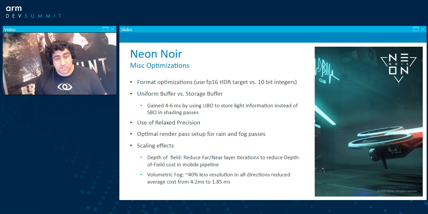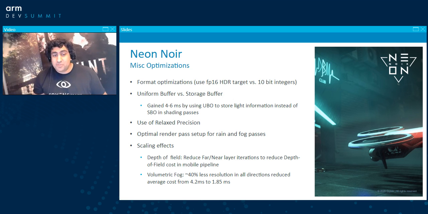Previously, we were storing required light information for shading passes in a storage buffer. And when we switched to uniform buffer, the shading cost of actual scene and ray tracing output is reduced by 4 to 6 milliseconds. We also try to use relaxed precision whenever it is possible to reduce pressure on ALUs.